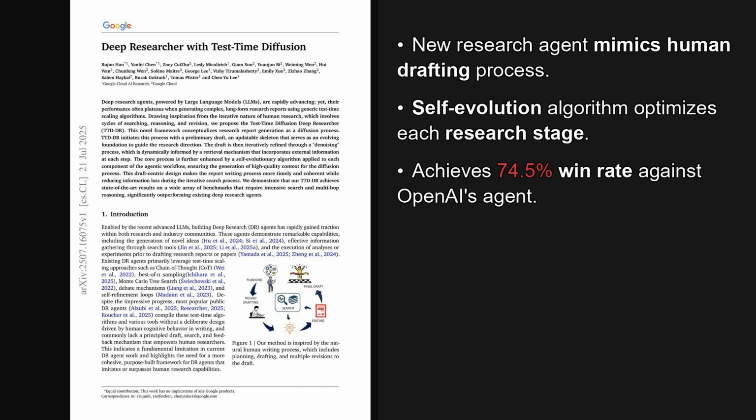So, to wrap up, this work really shows that by mimicking the human process of iterative drafting and revision, and combining it with self-evolution at each step, we can create significantly more powerful and coherent research agents.